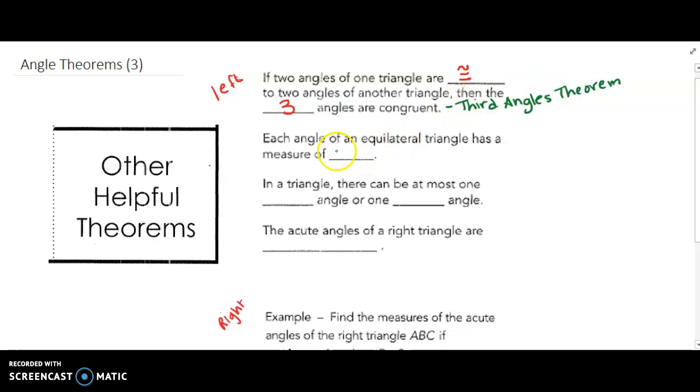And we will actually discuss this in a lot more depth in the next section. Each angle of an equilateral triangle has a measure of, we already did this, an equilateral triangle is equiangular. So it's 60 degrees. If all three sides are the same, then all three angles are the same, which means each of them are 60 degrees. In a triangle, there can be at most one obtuse angle or right angle. Can't be more than one obtuse and can't be more than one right in a triangle. All right, the last one, it says the acute angles of a right triangle. So you have a right angle and then two acute angles. They are complementary.